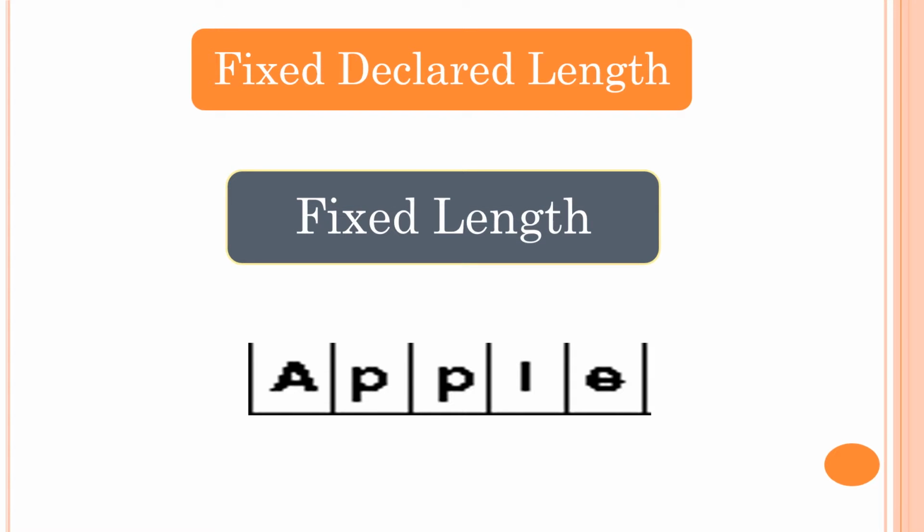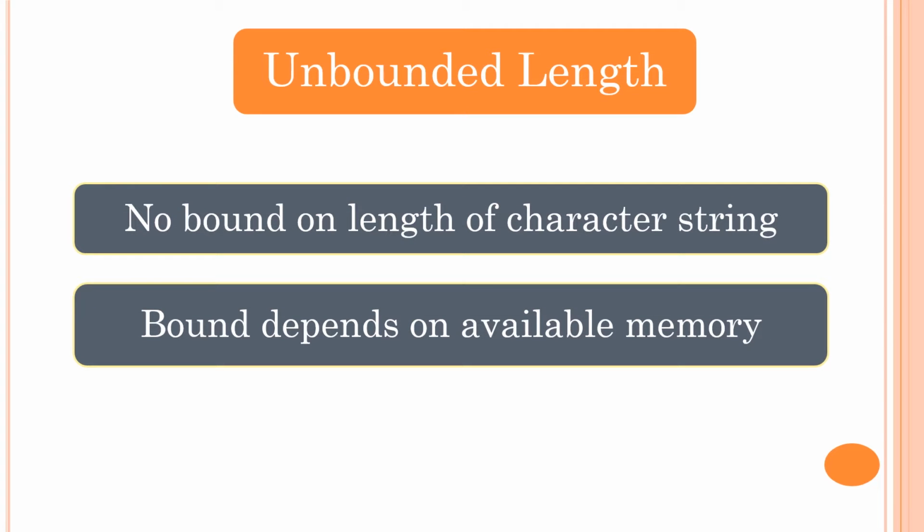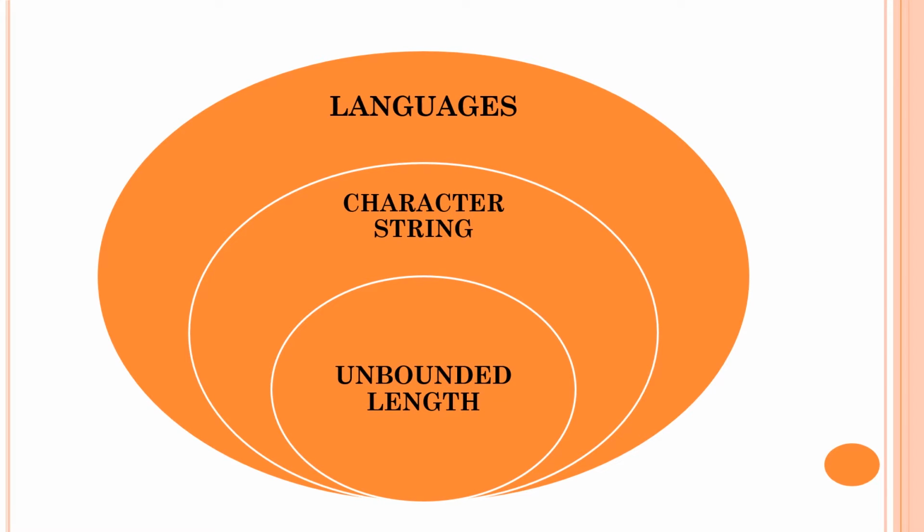Firstly, fixed declared length. A character string can have a fixed length declared in the program. Secondly, variable length. A character string can have a maximum length that is declared in the program beforehand, but the actual value stored in the string may be of shorter length. Lastly, unbounded length. The length of a character string may vary dynamically during execution with no bound. The only bound on the string is the available memory of the system. Most of the languages have character strings that have storage representation of unbounded length.